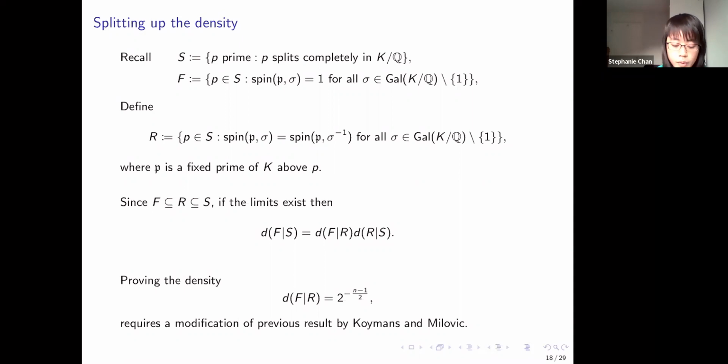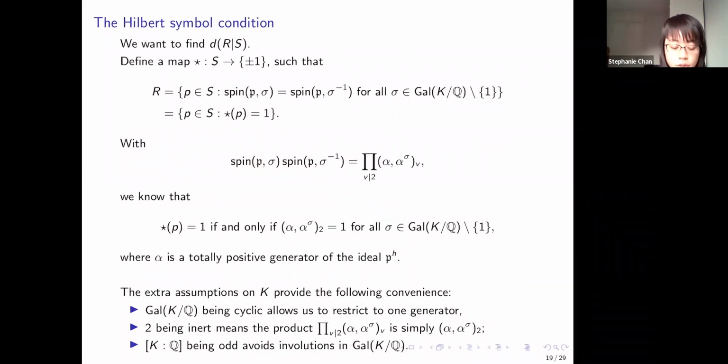So the different thing here would be to obtain the density of the set R in a set S. So we are looking at how often spin P sigma and spin P sigma inverse agree as we vary the prime P. Okay, so to do this, we have to use, of course, quadratic reciprocity, and we have to consider the behavior of the Hilbert symbol over primes that divide 2.